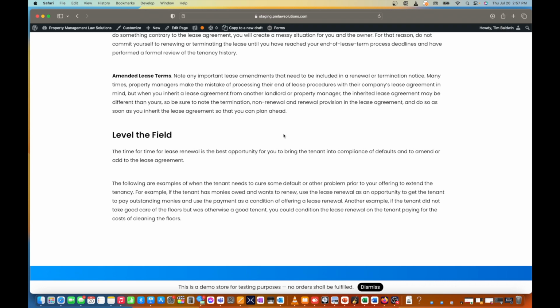Now, if we have decided not to renew this person because there are just too many things wrong, or too many problems that have happened, or it's apparent that the tenant can't afford to live there, then it's not really a level-the-field opportunity. It's really just a matter of we're probably going to end up terminating the lease. So that is another aspect of the end of lease procedures that we keep in mind.